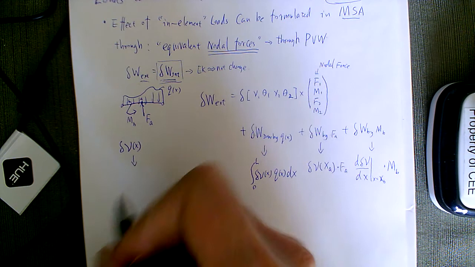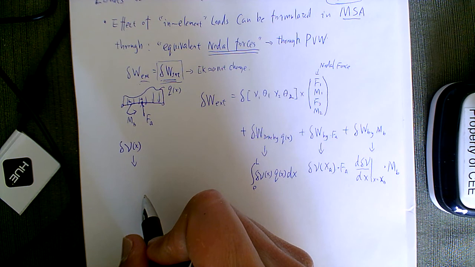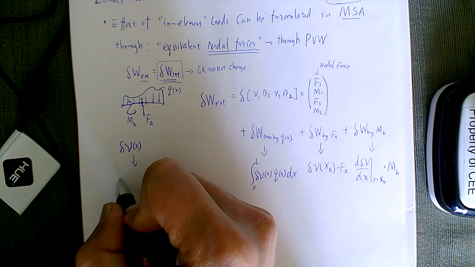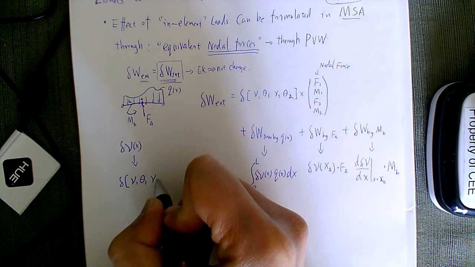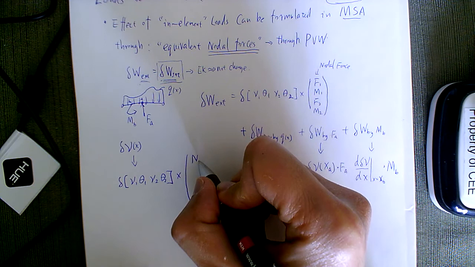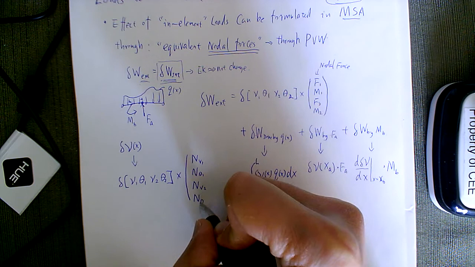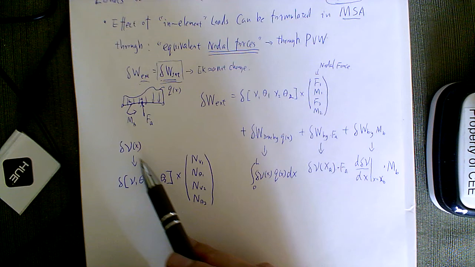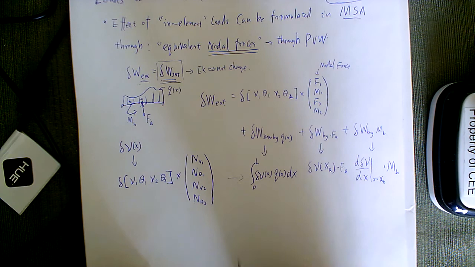You need to realize that this guy is actually equal to delta of V1, theta 1, V2, theta 2, which is the virtual displacement. Check on the lecture last time. You know where I'm going with this. And then N V1, N theta 1, N V2, and N theta 2. So this is a function that's written out in vector form. So all you need to do is just plug that in.